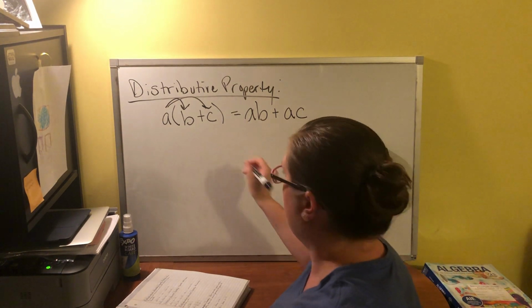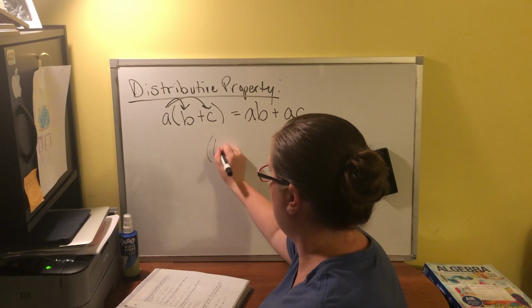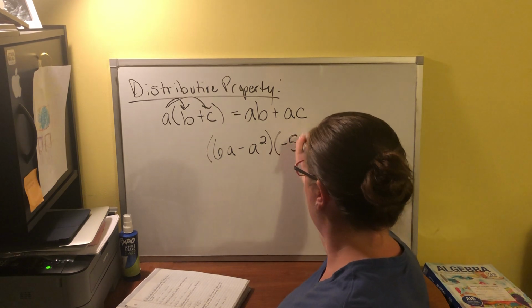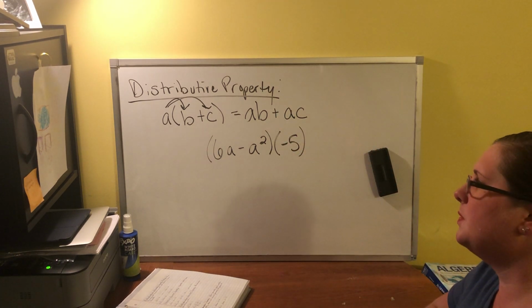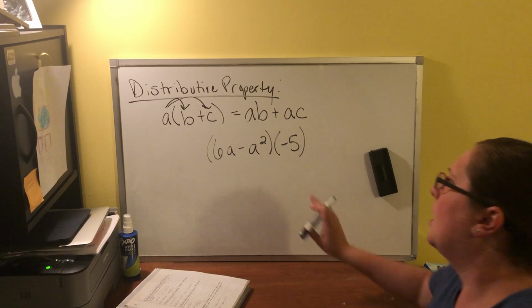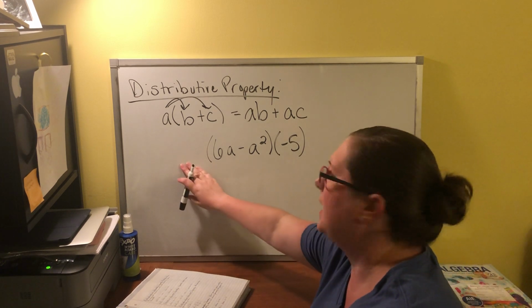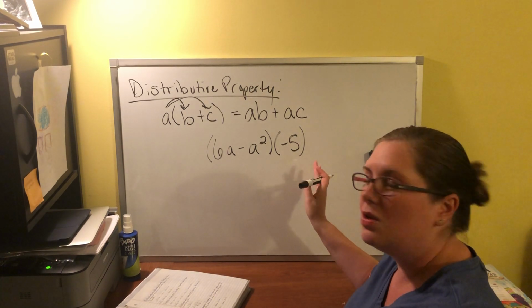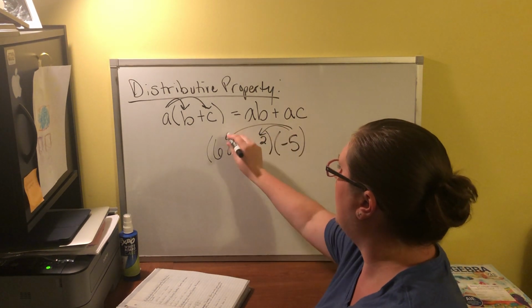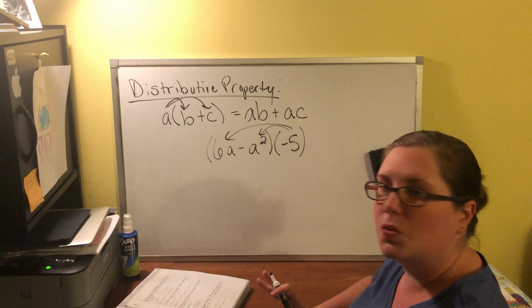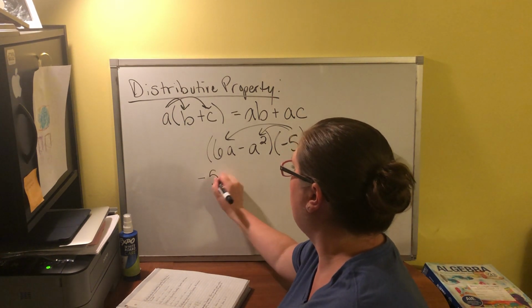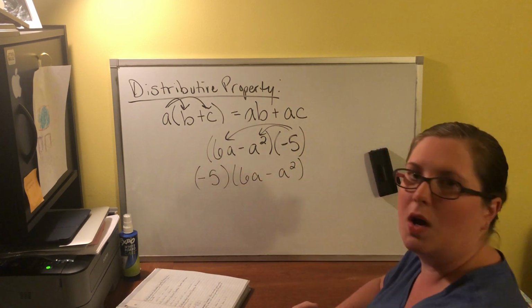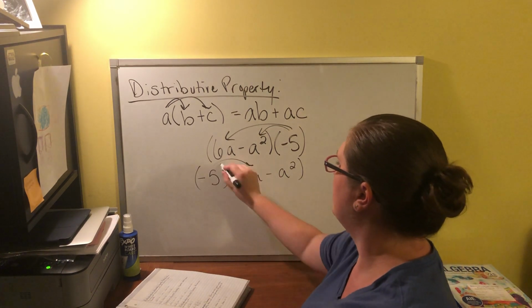Okay, I do want you to look at this one. They may reorder the problem for distribution. So in this particular problem, if you notice, the number that we're distributing is not out in front. Instead, it's behind. And that's okay. You're still doing the same thing. You're still going to distribute the negative 5 to both terms. And if you need to rewrite this so that the negative 5 is in front, that is fine as well. Okay? So then we can go ahead and distribute that negative 5.